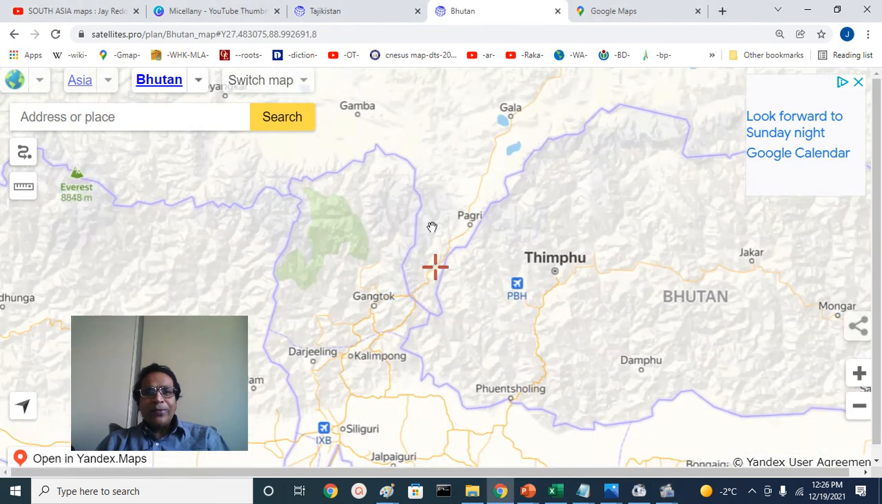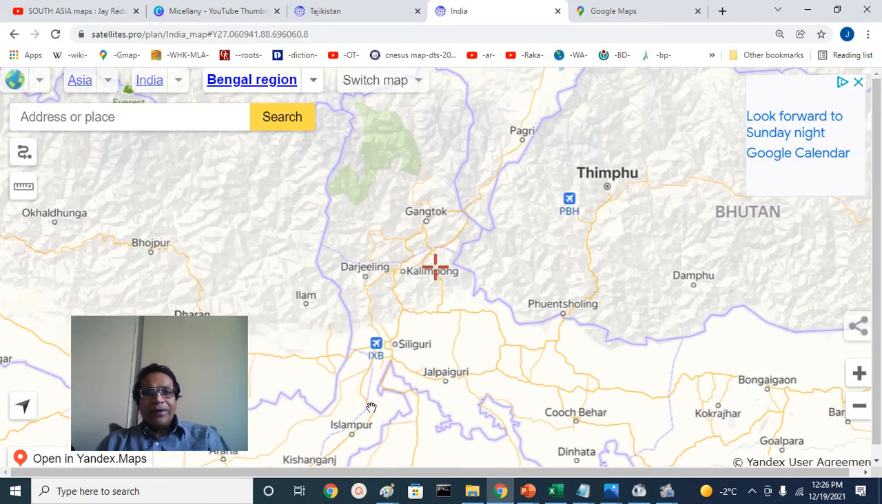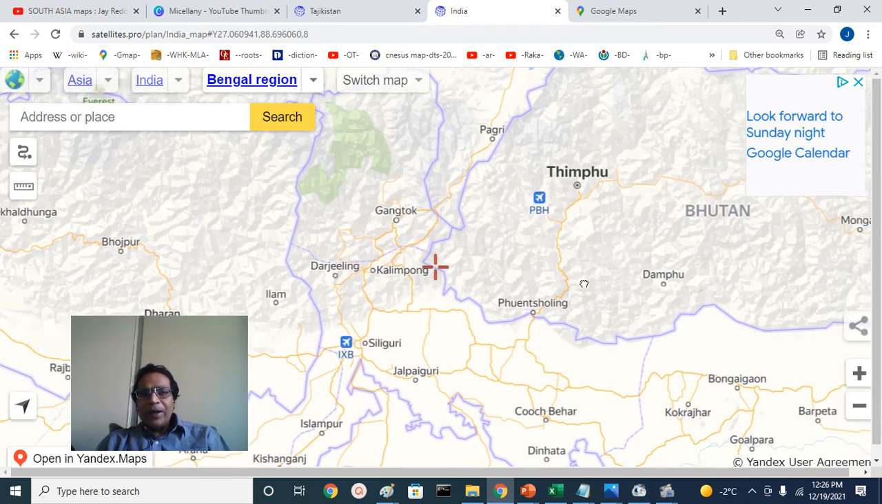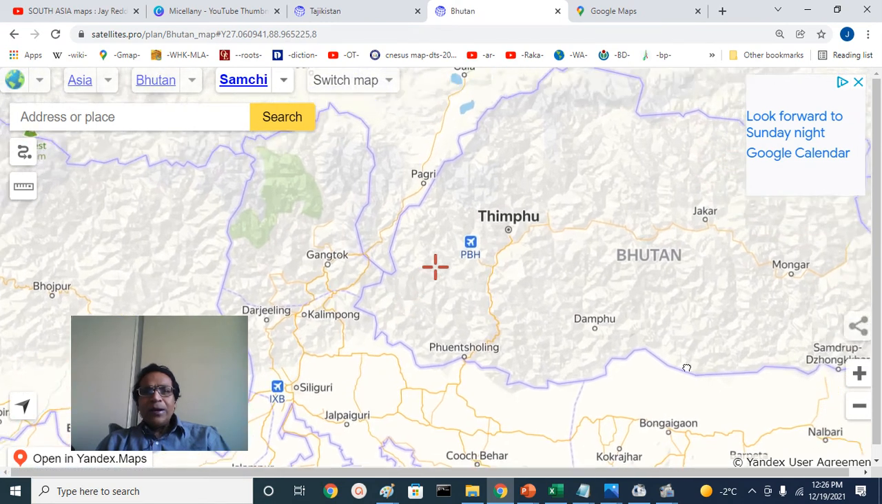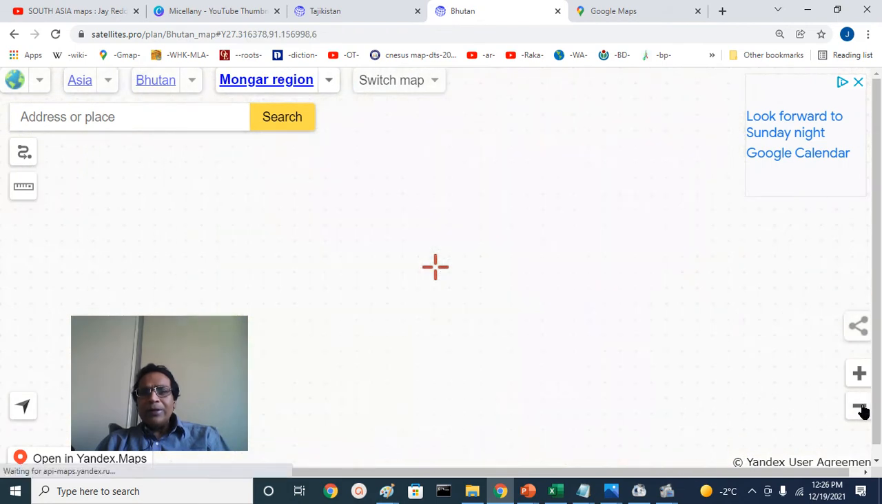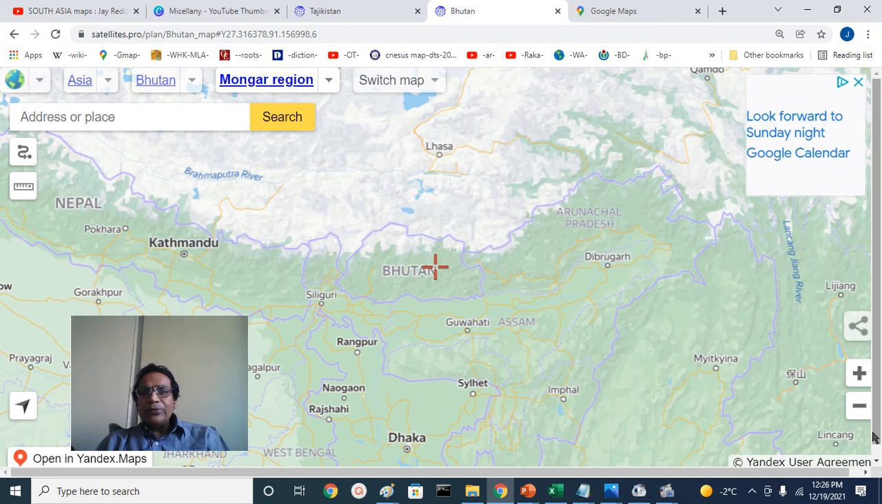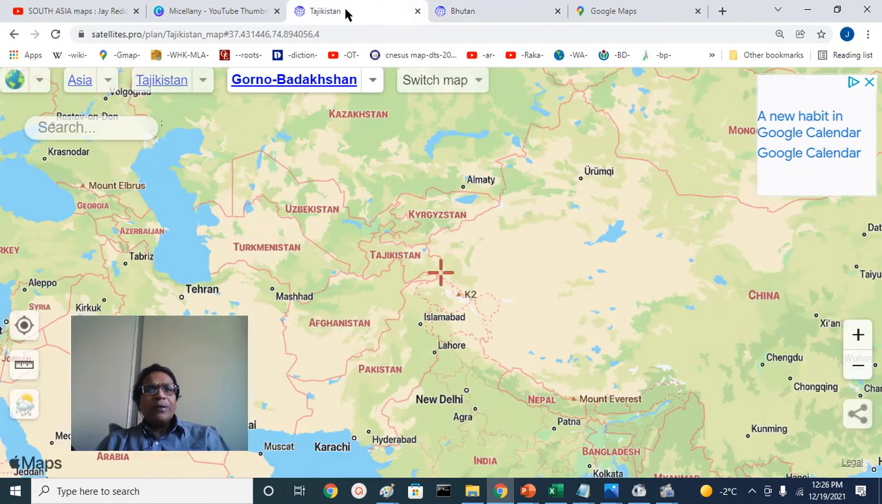Yadong town, we are in Chumbi Valley. This finger-like region is the Chumbi Valley, Gangtok here, and you see Darjeeling and Kalimpong, Siliguri, Jalpaiguri, of course. This and Cooch Behar and so on, Arunachal Pradesh and Bhutan and Tawang in Arunachal Pradesh. And as we move towards Myanmar or Burma, the time increases. That is about the time.